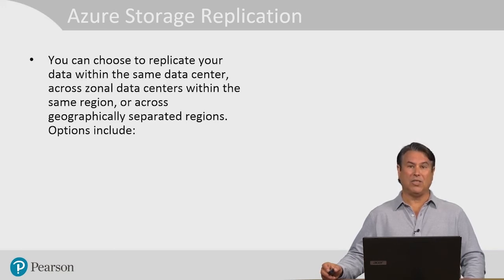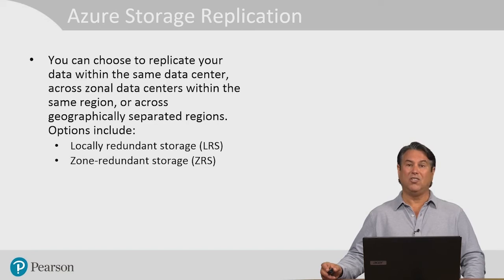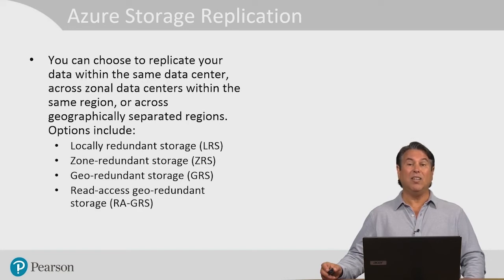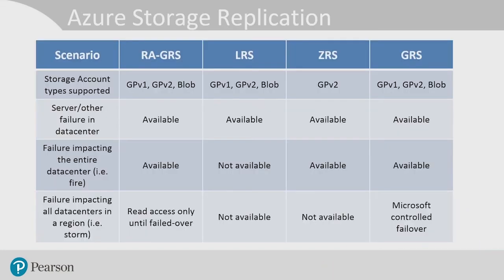We have 4 options. They include locally redundant storage, LRS, zone redundant storage, ZRS, geo-redundant storage, GRS, and read access geo-redundant storage, RAGRS. Let's go take a look at a table that shows the differences here. So we've got 4 scenarios here. The first scenario is basically storage account types supported, right? So what storage account types are supported by RAGRS?